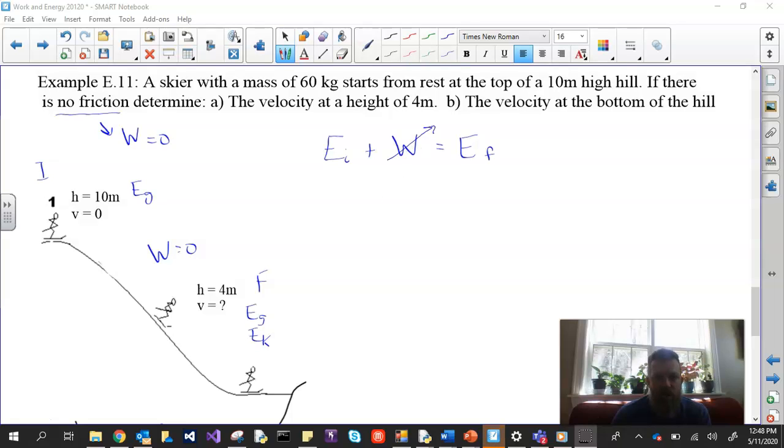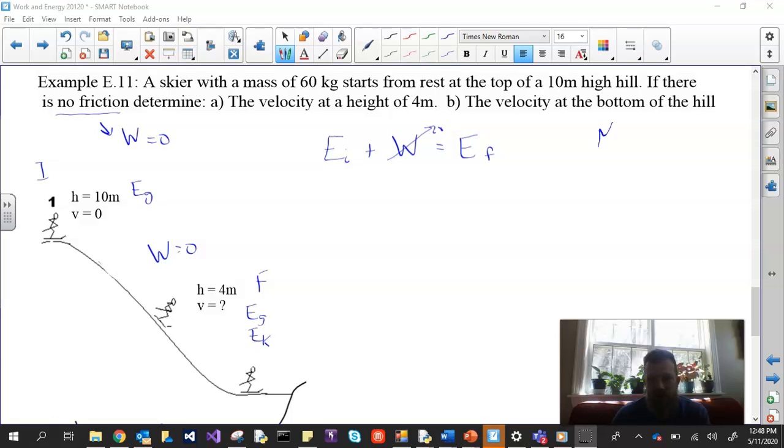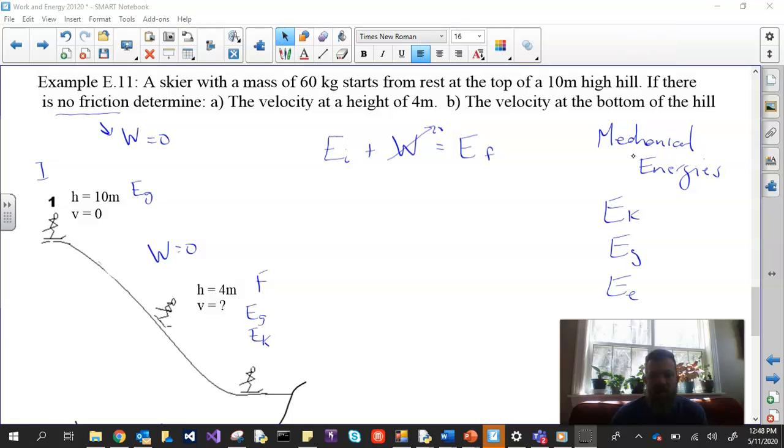So we said there's no work. So this is conservation of mechanical energy. And mechanical energy, I'm going to write this here because I haven't done the best job explaining it. Mechanical energies are EK, EG, and EE. So the conservation of mechanical energy says all of the energy that exists between these three types of energies at point 1 equals all the energies, the three types, that are existing at point 2.